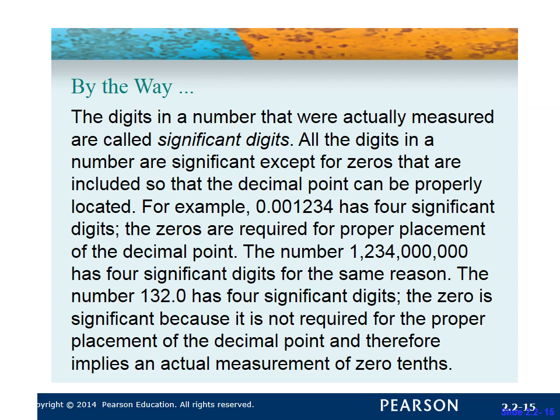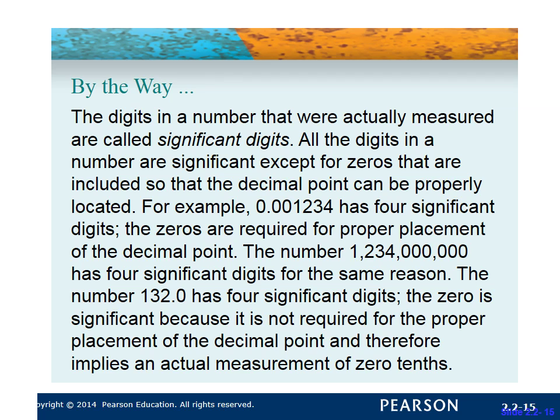All right, another idea is about significant digits. You'll use this in your science class as well. So when they're talking about significant digits, all the digits in a number are significant except for the zeros that are included just so you can get the decimal point in the correct place. So the number 0.001234 only has 4 significant digits, the 1, 2, 3, 4, because all those other zeros were needed to get you to the proper placement for precision.